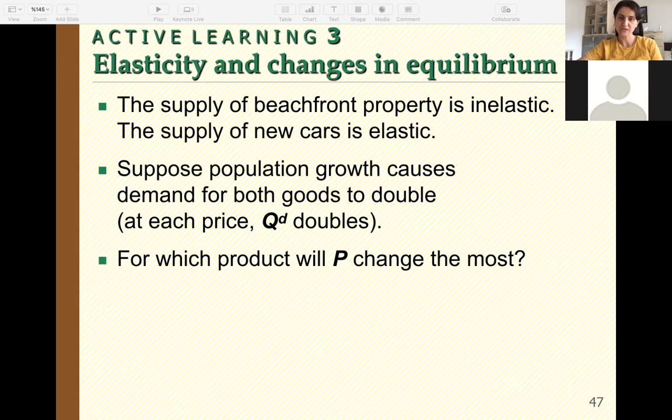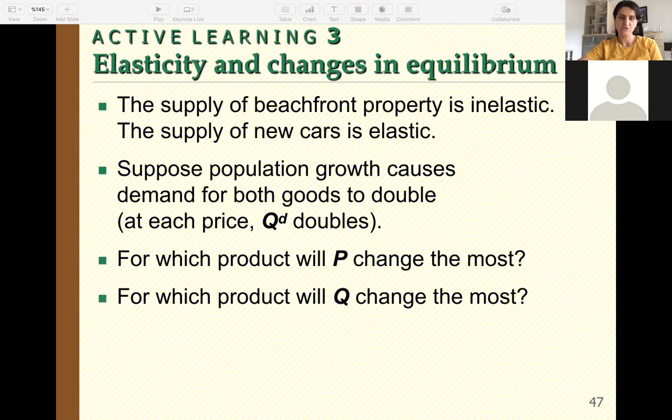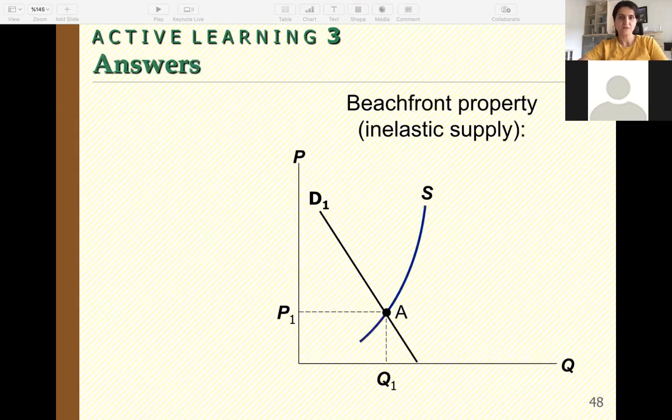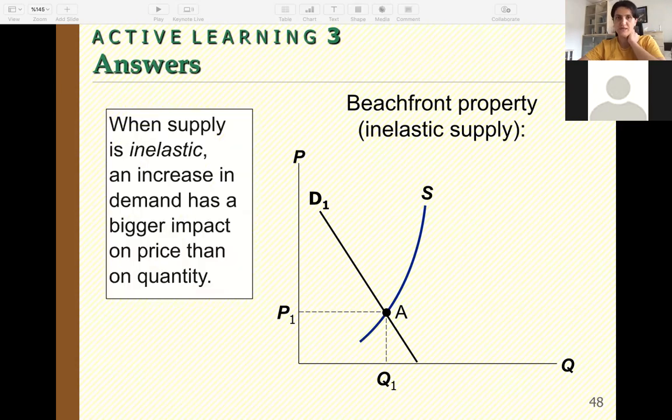For which product will P change the most? Okay, and for which product will Q change the most? Okay, so beachfront property, as I said, since it has inelastic nature, the supply curve will be steep. So when supply is inelastic, an increase in demand has a bigger impact on price than quantity.